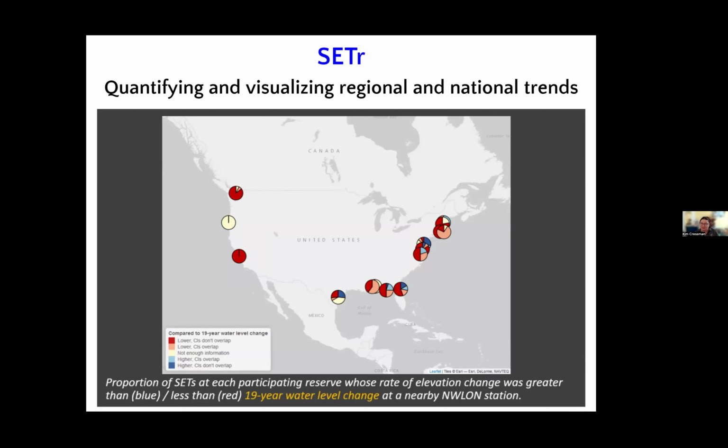So it's not really a rosy picture with these more recent rates of water level change. Marshes are not necessarily keeping up too well. Next.